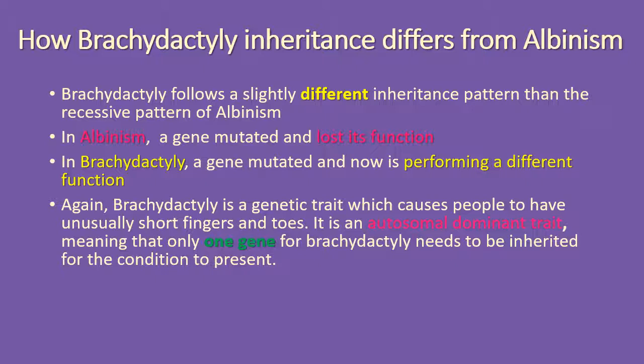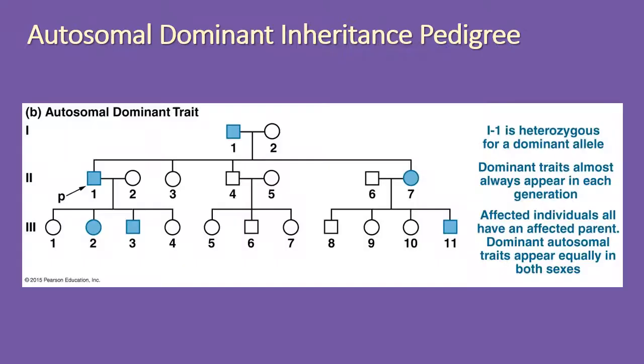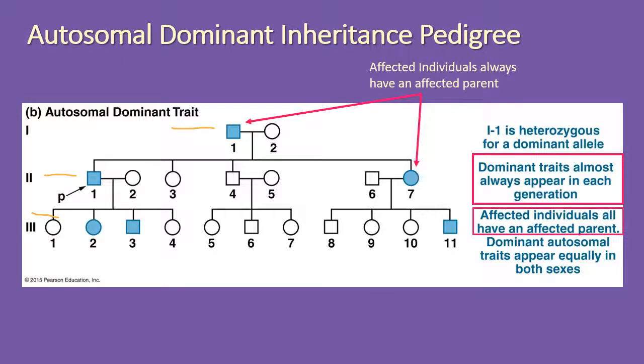So this is a dominant trait. If it's a dominant trait, that means you only have one gene that has to be affected for the condition to be present. So this is an example of an autosomal dominant pedigree. Now notice some things. Notice here the dominant trait is almost in every single generation. In this one it is in every generation, and that's typical with a dominant trait. You have generation 1, then a couple people in generation 2, and then some more people in generation 3. So every generation displays the trait.